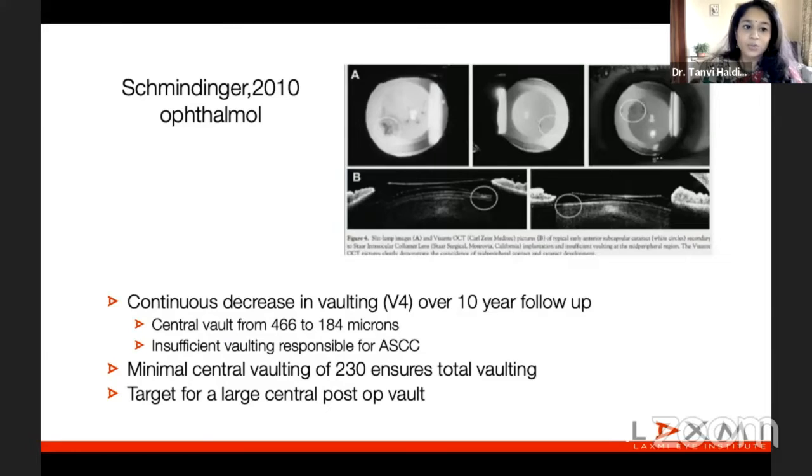Another study, which was done by Schmidinger in 2010, showed that there was a consistent decrease in the vault height over 10 years. So the recommendation was to keep a minimum of 250 microns as a vault height post-operatively, and to target the size of the phakic lens which will give you the largest vault height.